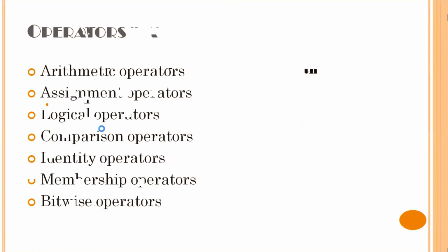Now we are going to learn the different operators supported in the Python programming language, and they are arithmetic operators, assignment operators, logical operators, comparison operators, identity operators, membership operators, and bitwise operators. So these are the different types of operators or symbols supported by Python to operate on the operands.